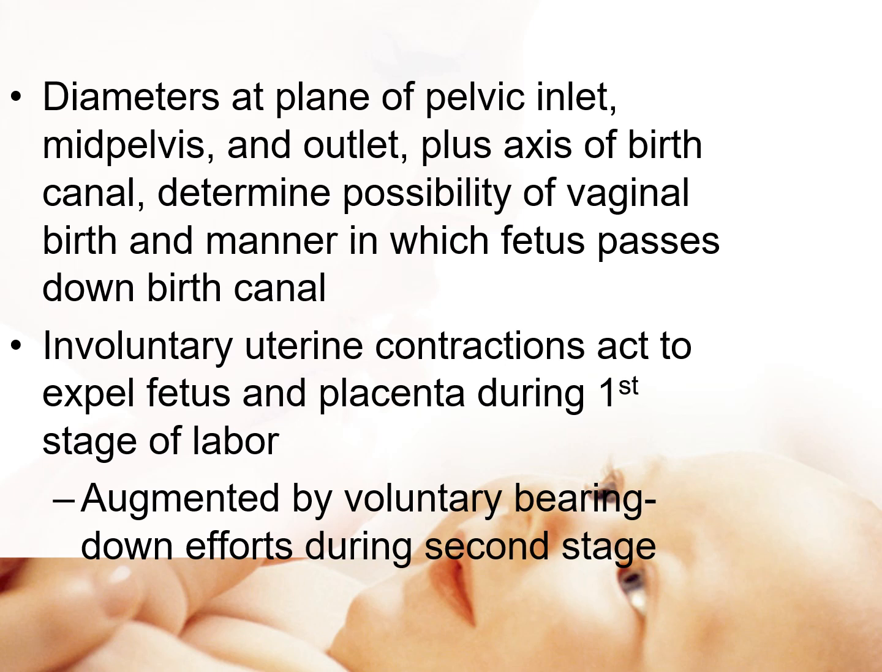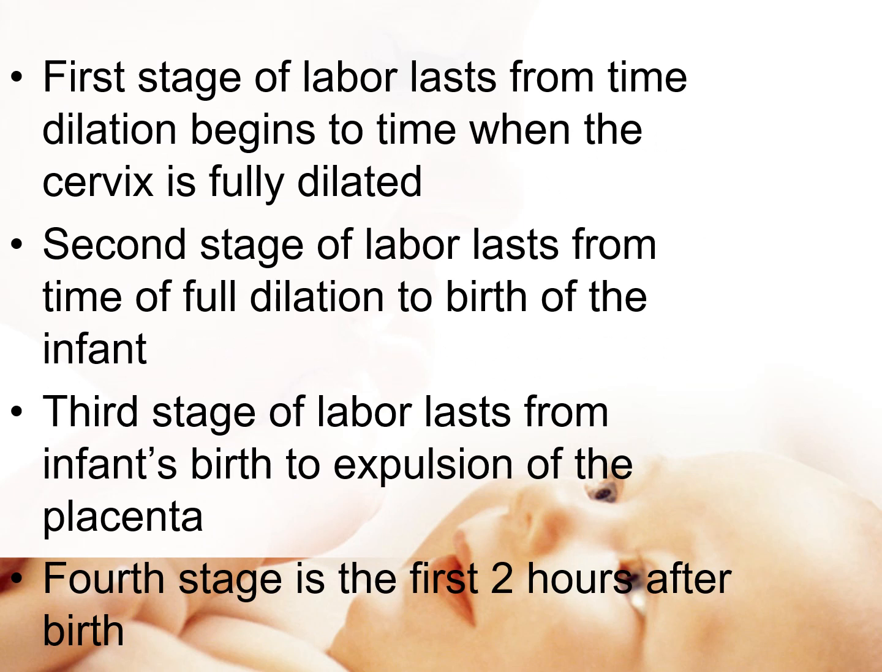Involuntary uterine contractions act to expel the fetus and placenta during the first stage of labor, and are augmented by voluntary bearing down efforts during the second stage. The first stage of labor lasts from the time dilation begins to the time when the cervix is fully dilated. Second stage of labor lasts from time of full dilation to birth of the infant. Third stage of labor lasts from infant's birth to expulsion of the placenta. And then the fourth stage is the first 2 hours after birth.